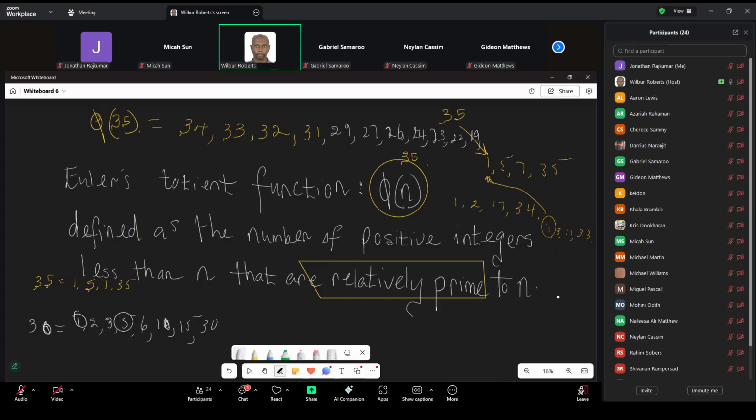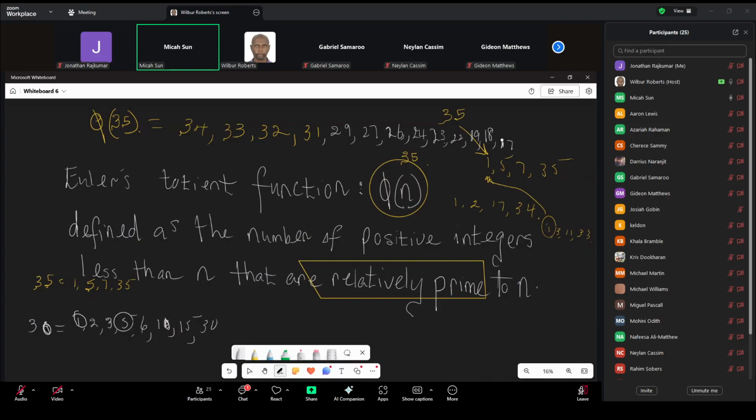18 is 1, 2, 3, 6, 9, and 18. So 18 will go here. How much do I have here? 1, 2, 3, 4, 5, 6, 7, 8, 9, 10, 11, 12. Going down to 18, I get 12. You all continue, and we know that 17 will also be 1 by 17, so the only common factor it shares with 35 is 1. So 17 will be co-prime also.